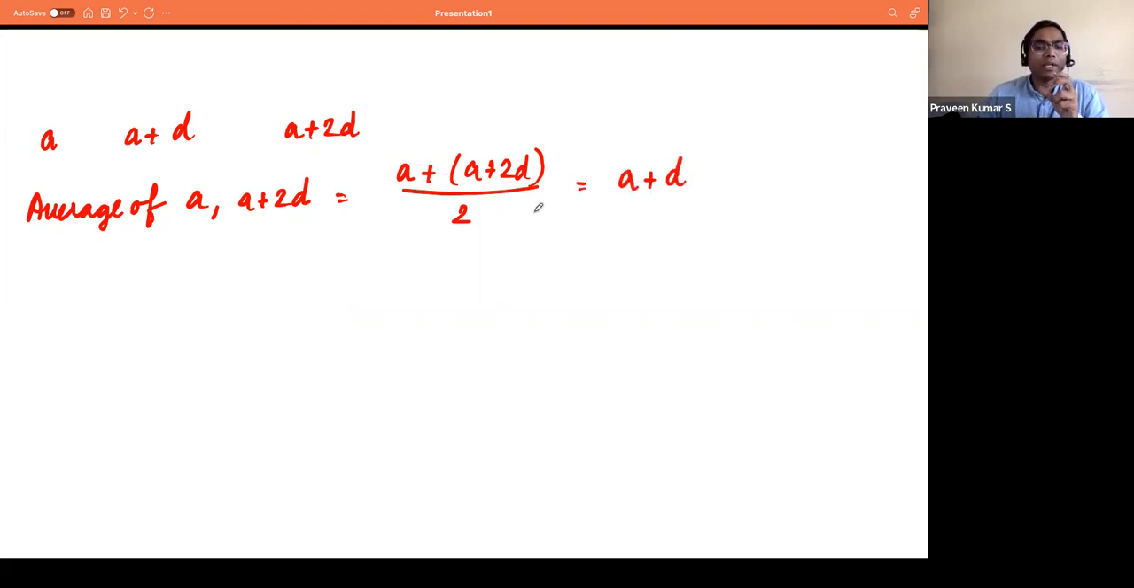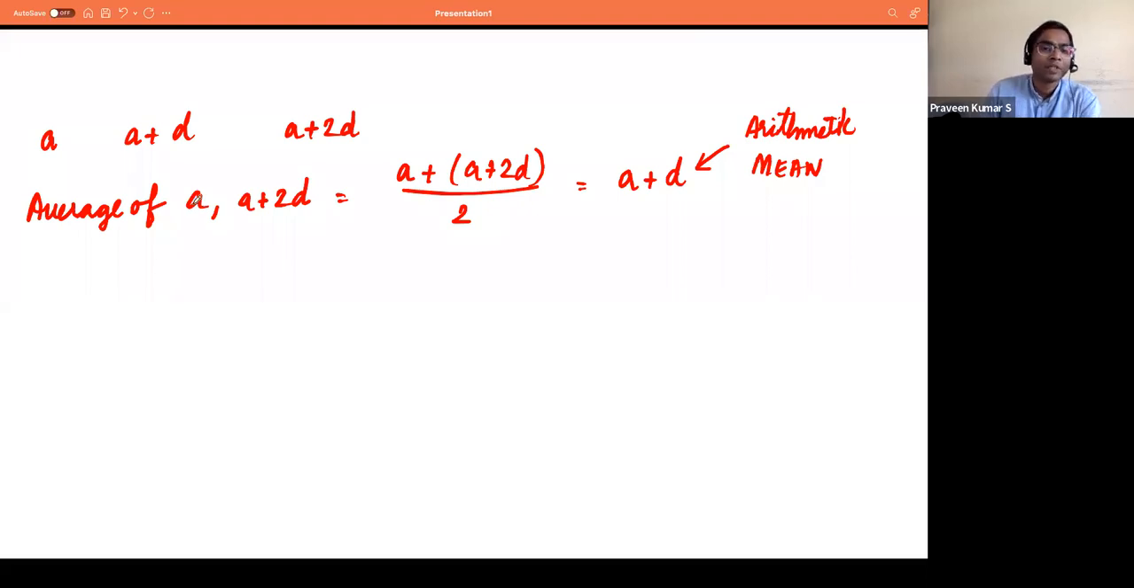So the number which you are getting as an average of a and a plus 2d is the middle number, the second number. So this is also called arithmetic mean. This is a term which we repeatedly use almost synonymously, equating it to average. Mean means it is a number between two numbers such that all the three numbers will be in an arithmetic progression.